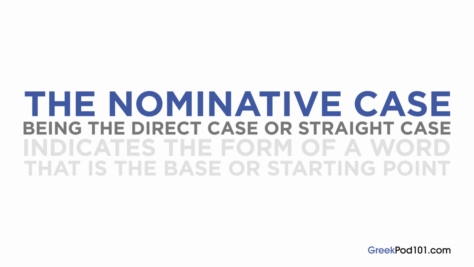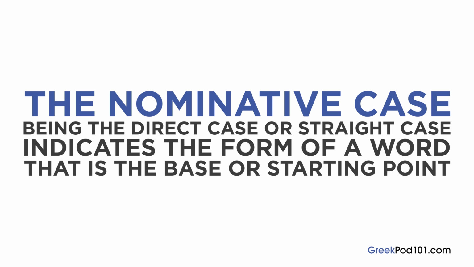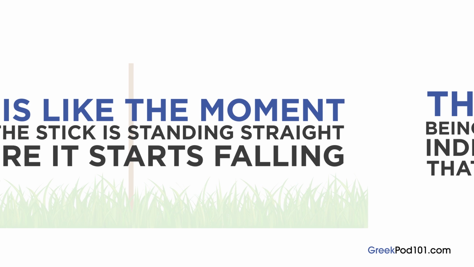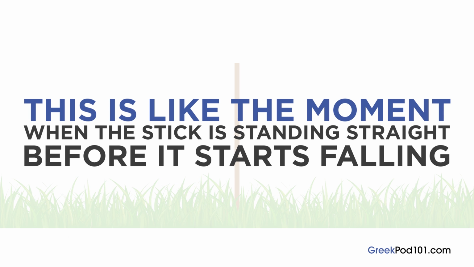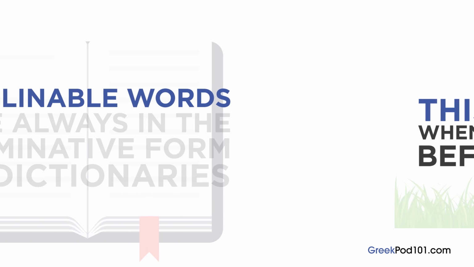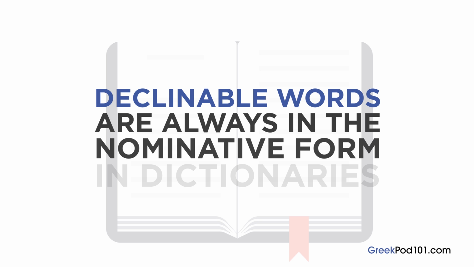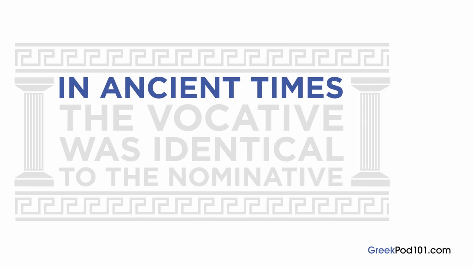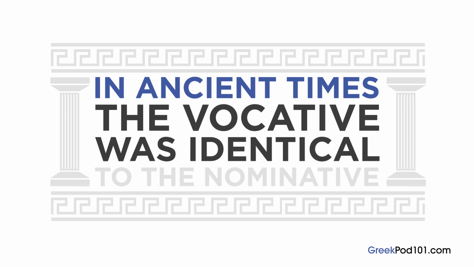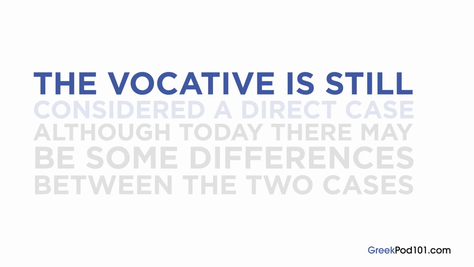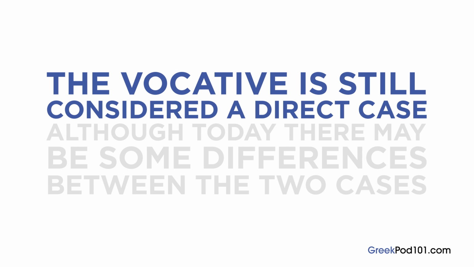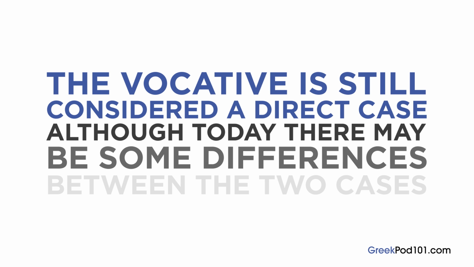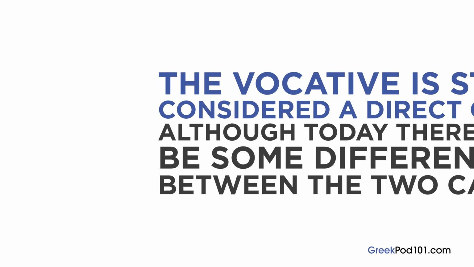The nominative case, being the direct case or straight case, indicates the form of a word that is the base, the starting point. This is like the moment when the stick is standing straight before it starts falling. Declinable words are always in the nominative form in dictionaries. In ancient times, the vocative was identical to the nominative. So the vocative is still considered a direct case, although today there may be some differences between the two cases.